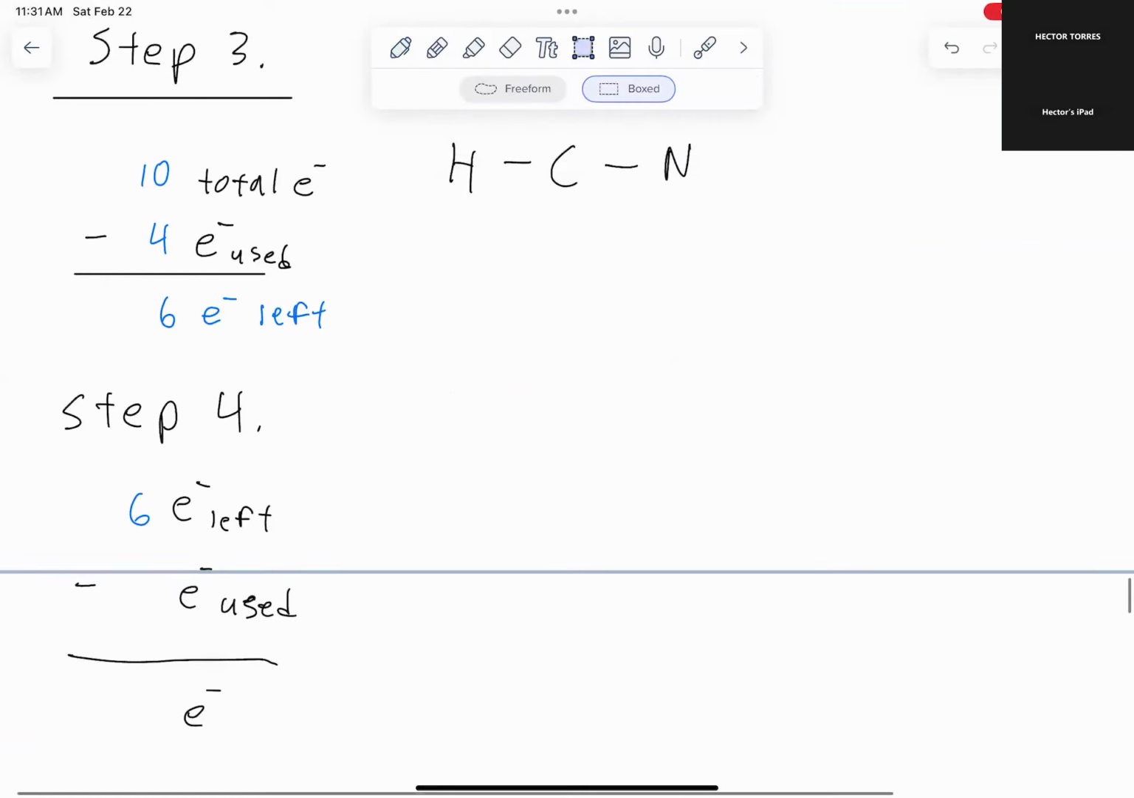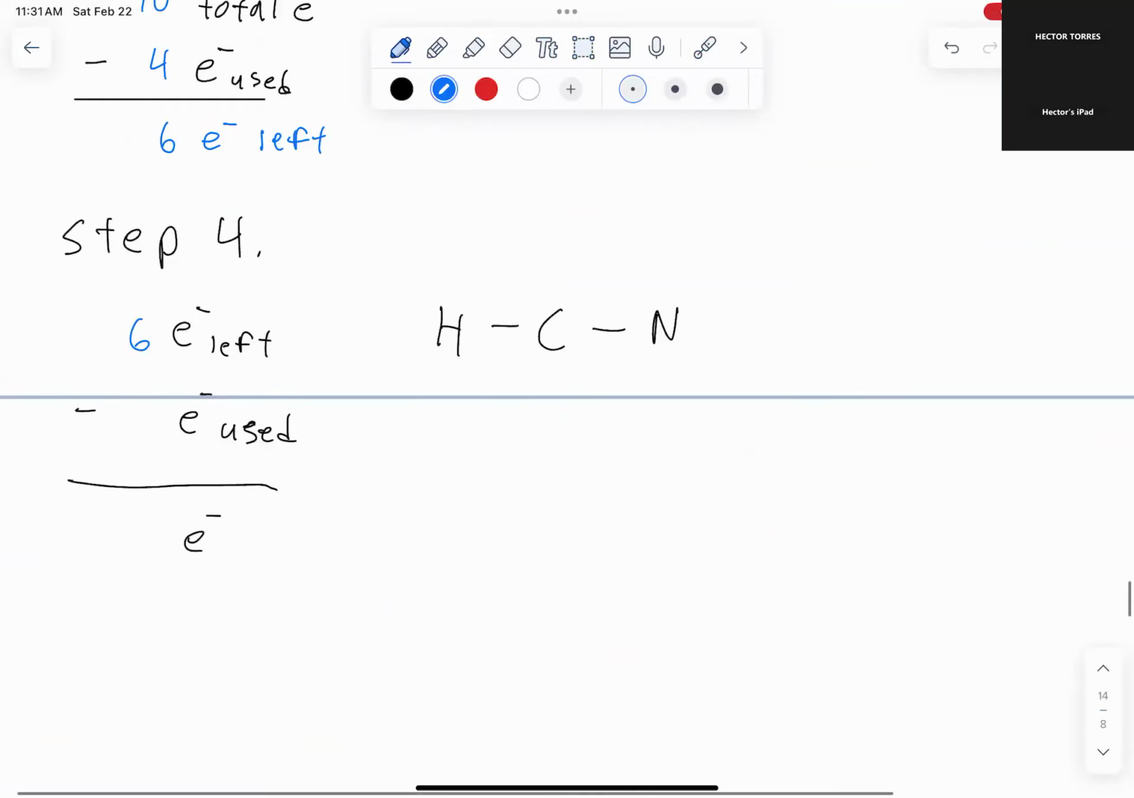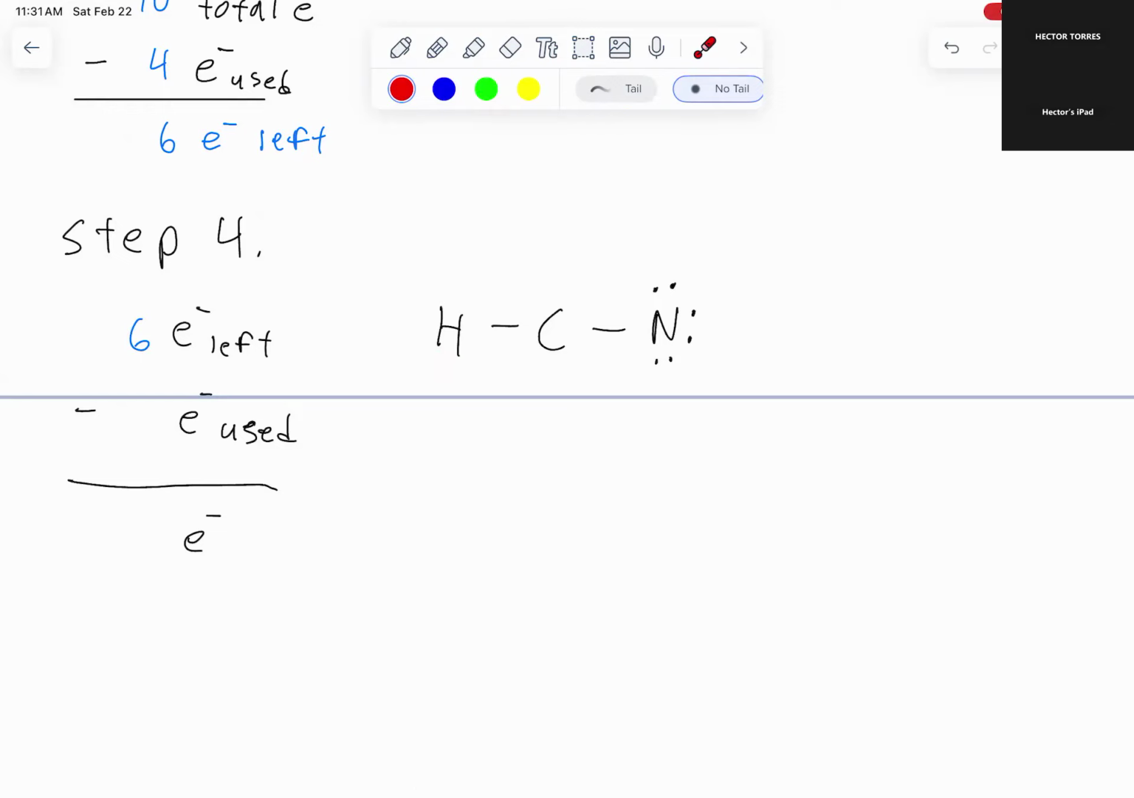In step 4, what we're going to do is we are now going to put lone pairs in, but we're going to start by putting them on the exterior atoms. So I'm going to put them on this nitrogen. Now, we remember that hydrogen only needs 2 to fill its duet, and that'll make it a stable atom. And then nitrogen, we need to fill its octet, so that's why we put 6 around it. And over here, we're going to keep track of this, so we just put 6, so we have 0 electrons left.